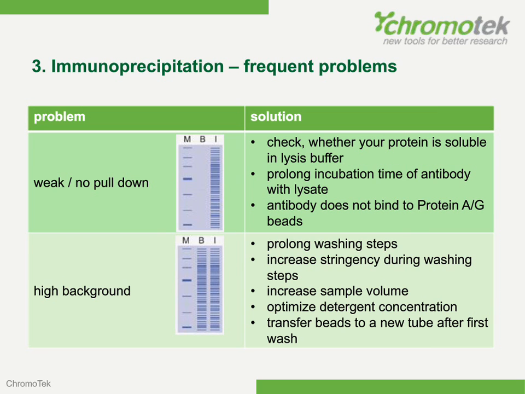And what we also observed, which helps, is to transfer the beads to a new tube after the first wash. Because then all proteins that are bound to your tube will stay in the tube in which you prepared your IP, and you just transfer the proteins which are bound to your beads to a new tube, and this protein you can then elute.